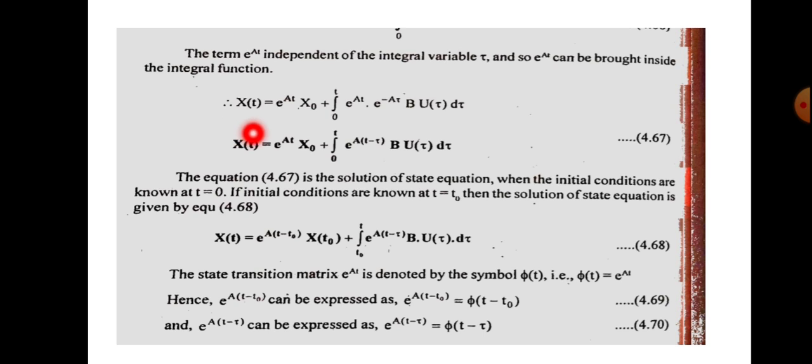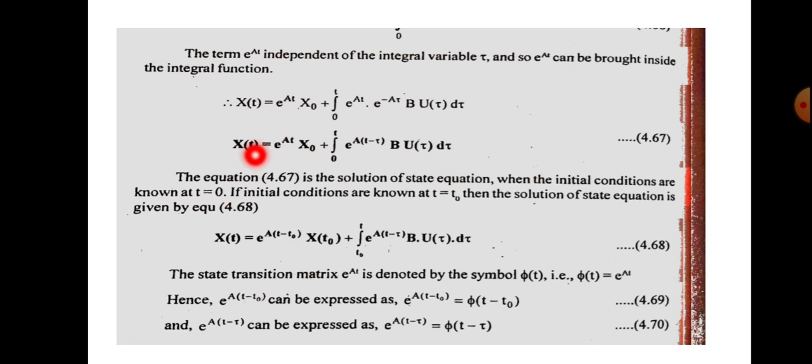So this is obtained by multiplying the entire equation by e raised to at. So this equation inside the bracket you can write e raised to a into (t minus tau) into b into u of tau into d tau. So this is the solution of the non-homogeneous state equation.